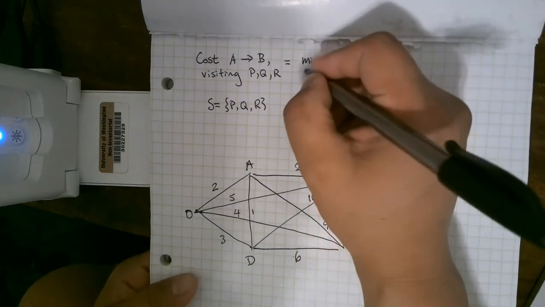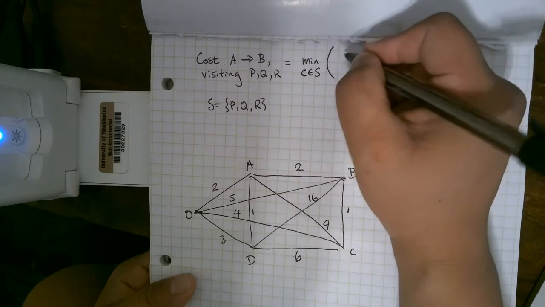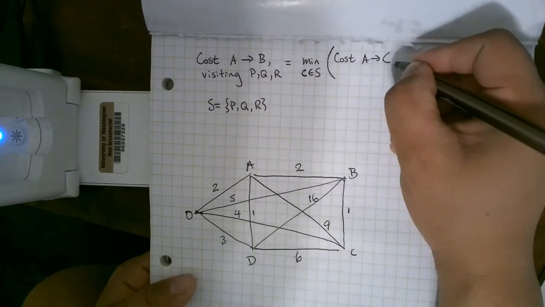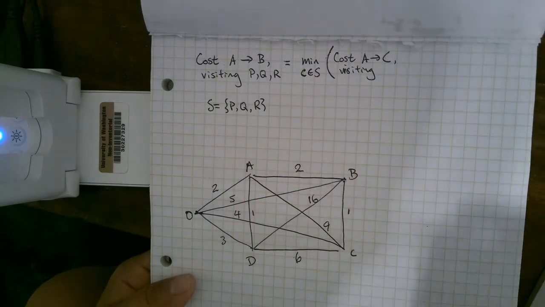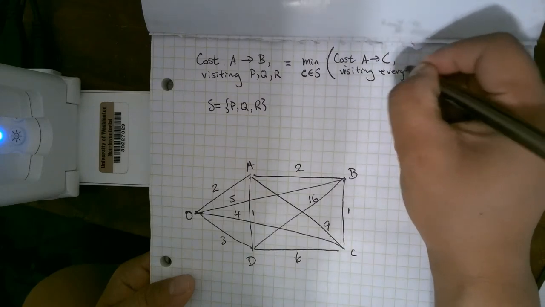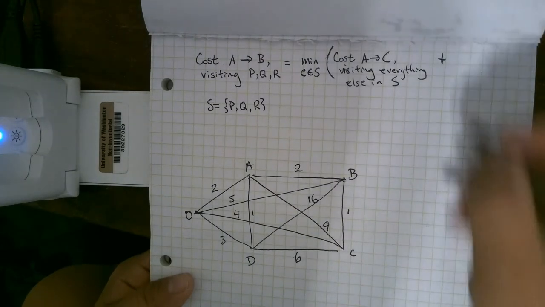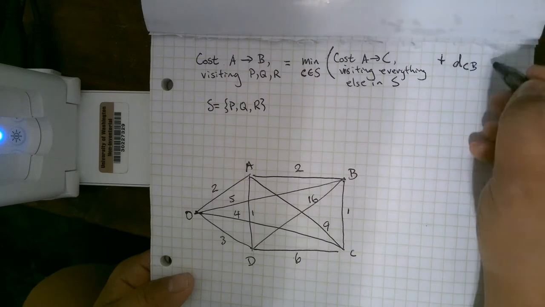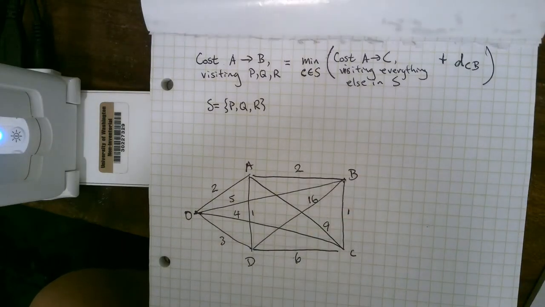Then we're going to take some city C in S. So basically, C is either P, Q, or R. And it's the minimum cost going from A to C, still visiting everything else in S, plus whatever your label on the graph is, the distance from that city C to your ending city B. And by doing this, you can get to larger and larger subpaths until you have the whole thing.